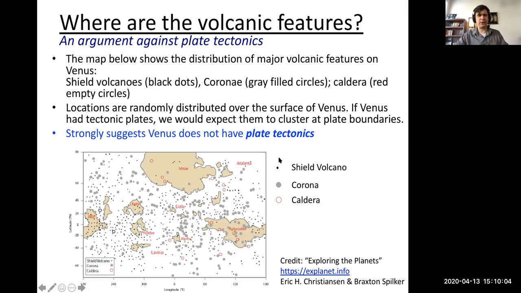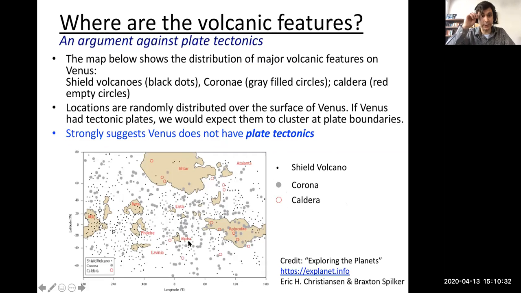Let's go ahead and hammer in this fact that Venus does not have any evidence of plate tectonics. Whenever we looked at a map of Earth's volcanoes or where they occur and where its earthquakes occur, we saw that they clustered around the plate boundaries. So if there is a clear clustering, a clear pattern to where volcanoes and volcanic related features appear, that is evidence for plate tectonics. Let's look at where the shield volcanoes, the coronae, and just calderas are on Venus.